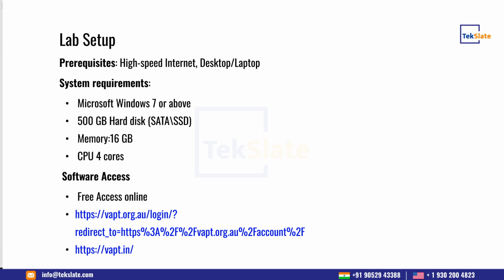So what do you need for the lab? You only need high speed internet and a desktop or a laptop. System requirements are minimal: Windows 7 or above, like Windows 10 or 11, and 500 GB of hard disk, which will be required to make virtual machines, so we can use different operating systems to test and create our own servers on our own laptop. And 16 GB memory is also used to support our virtual machines to do VAPT on servers and create our own tools.